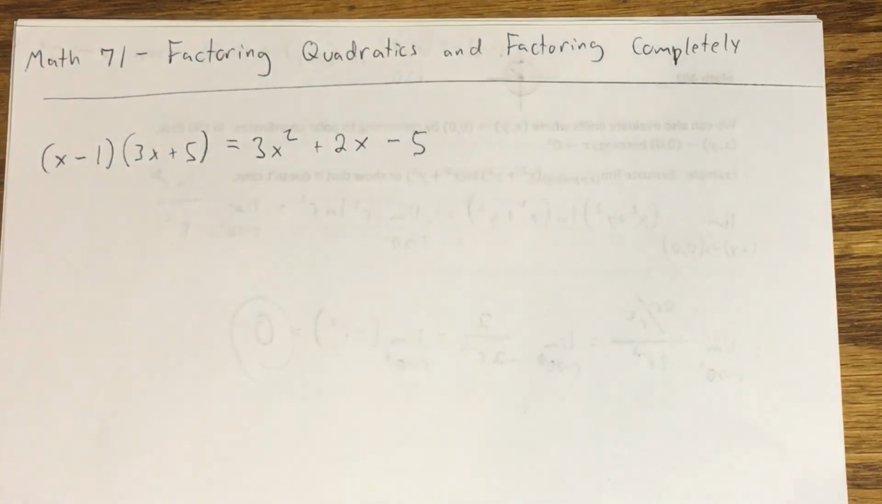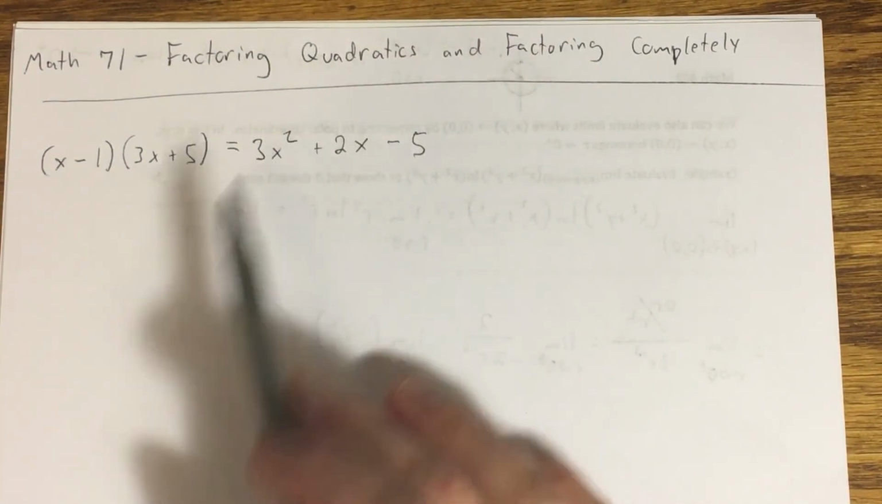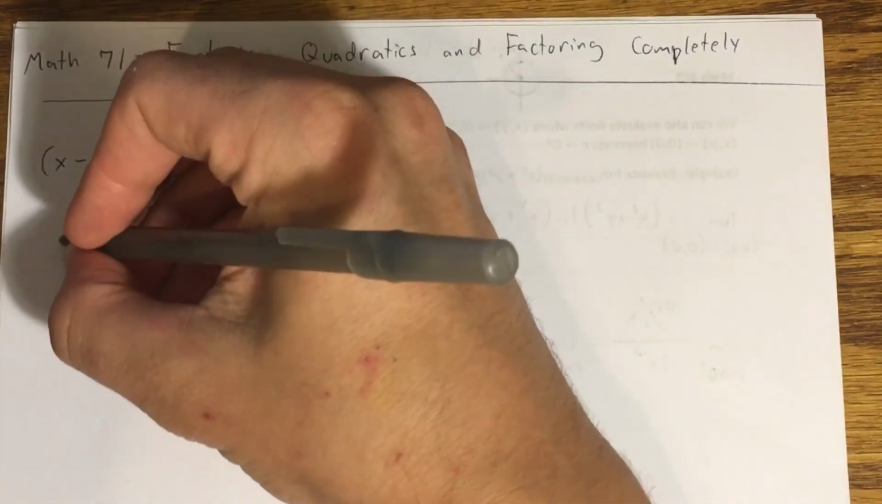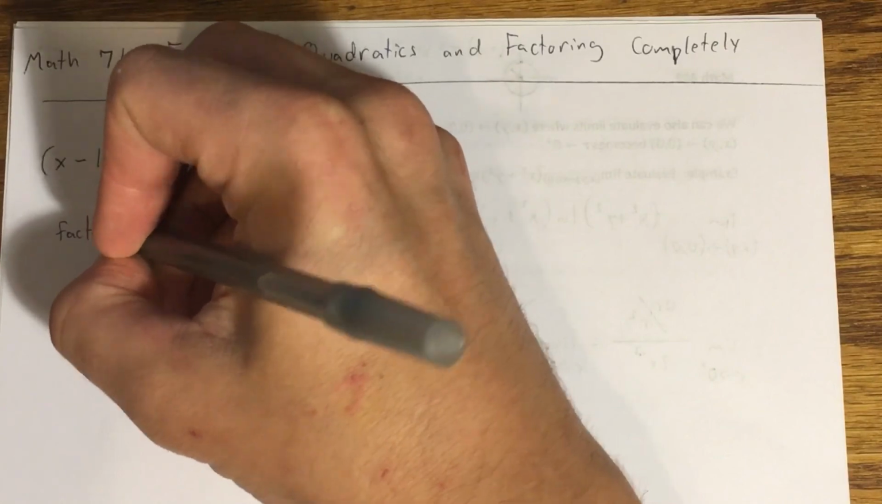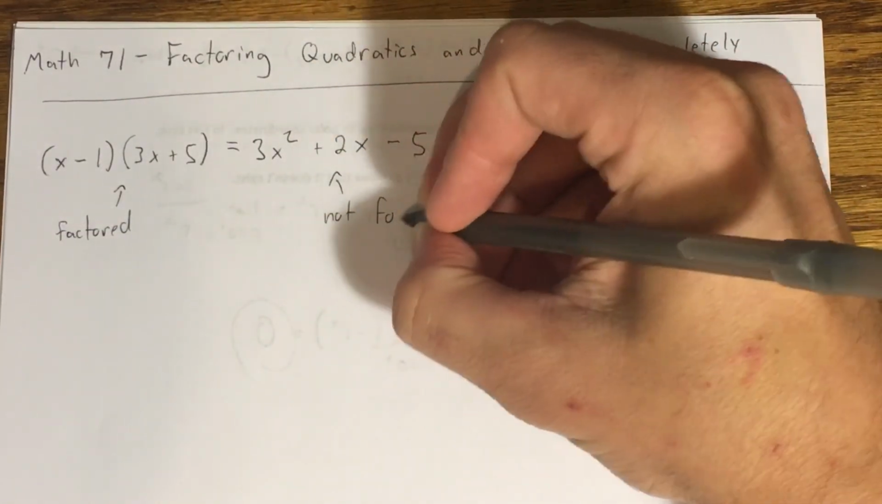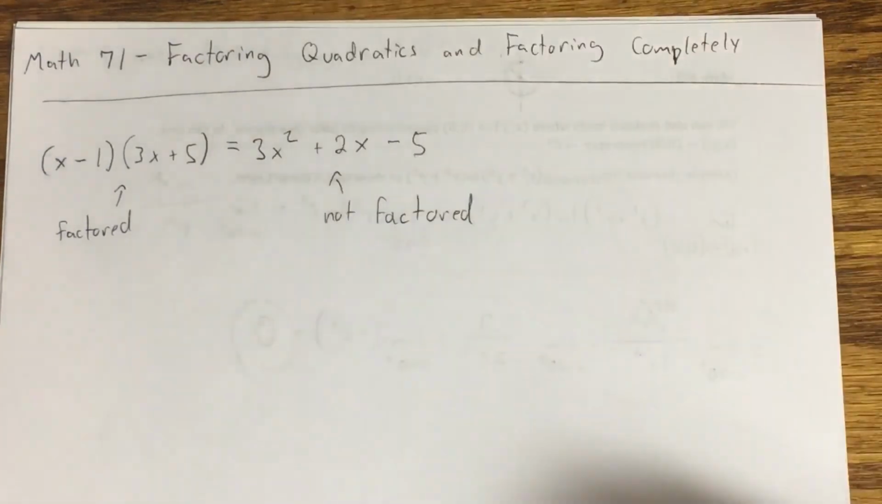Okay, so this is a quadratic expression. It's a polynomial with a degree of 2. And this side over here is factored. This side over here is not factored, even though these two expressions are equal to each other. They represent the same thing. One appears in a different form than the other.